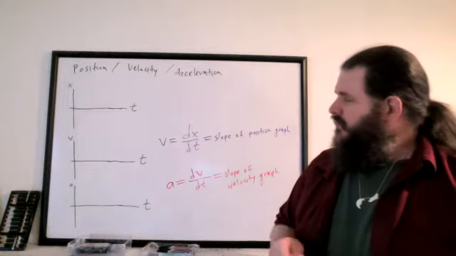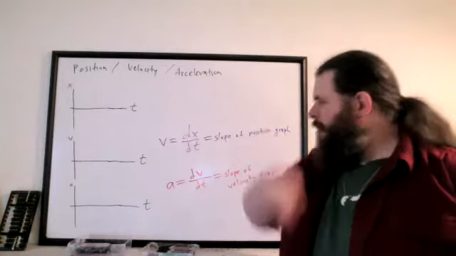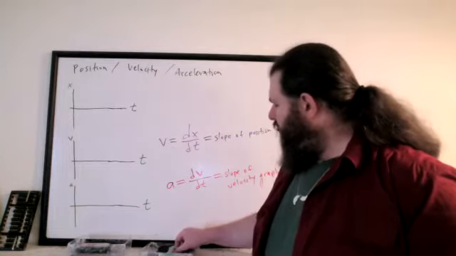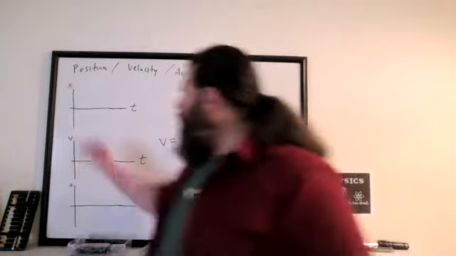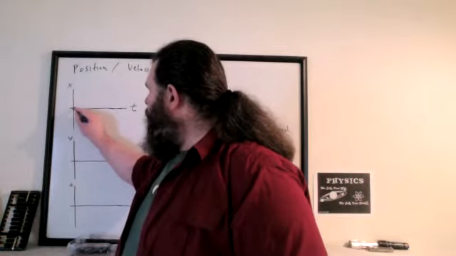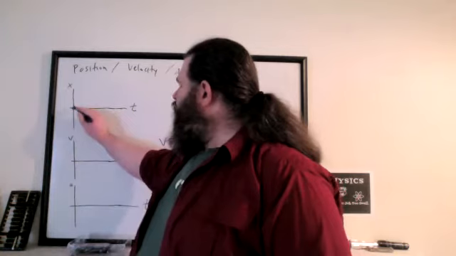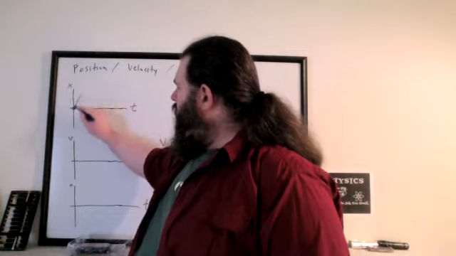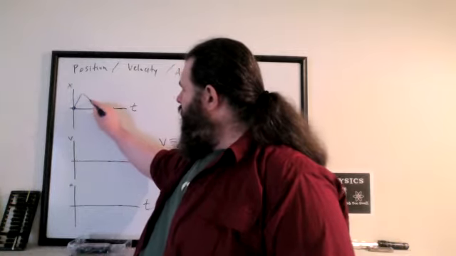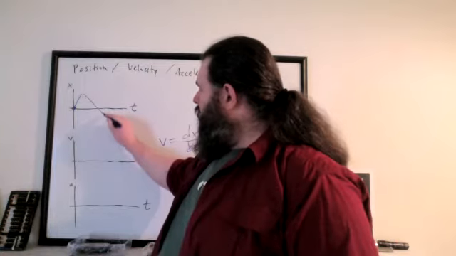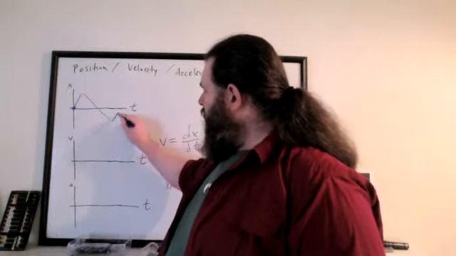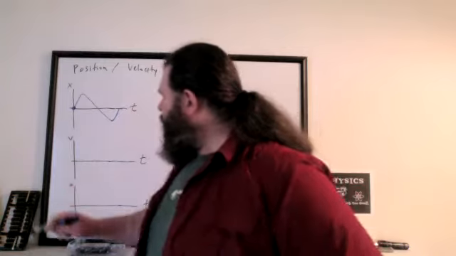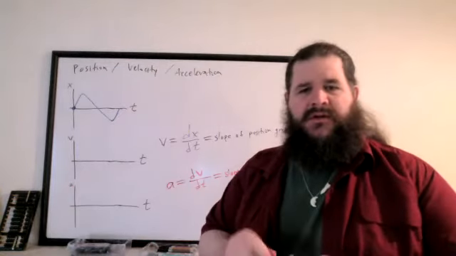So let's try out an example. Let's say we have a graph for position. Maybe we have an object that is, let's say, starting off at position 0, and then it travels in the positive x direction for a while, and then it turns around and travels in the negative x direction for a while, and then turns around and travels in the positive direction for a while. So there's our hypothetical graph of position.